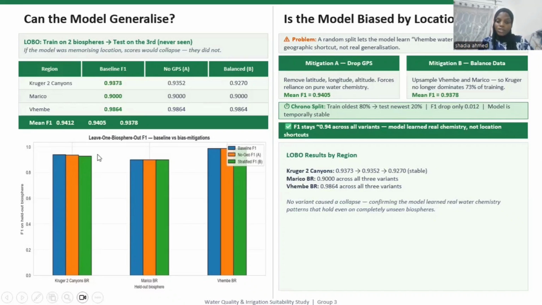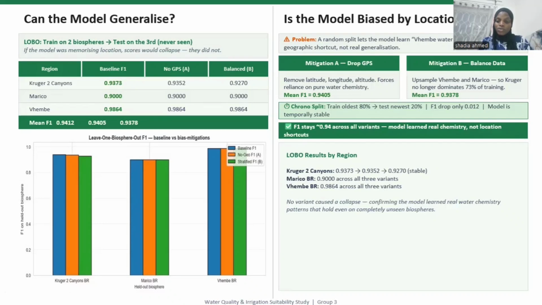And on the other part, we looked at whether the model relied on geographic information as a shortcut. The first thing we did was to remove the GPS-related features, which was mitigation A. We removed the GPS-related features such as the latitude, longitude, and then the altitude. This forced our models to rely on the water quality measurements only. Even after removing these features, we see that the mean F1 score remained at 0.9405.